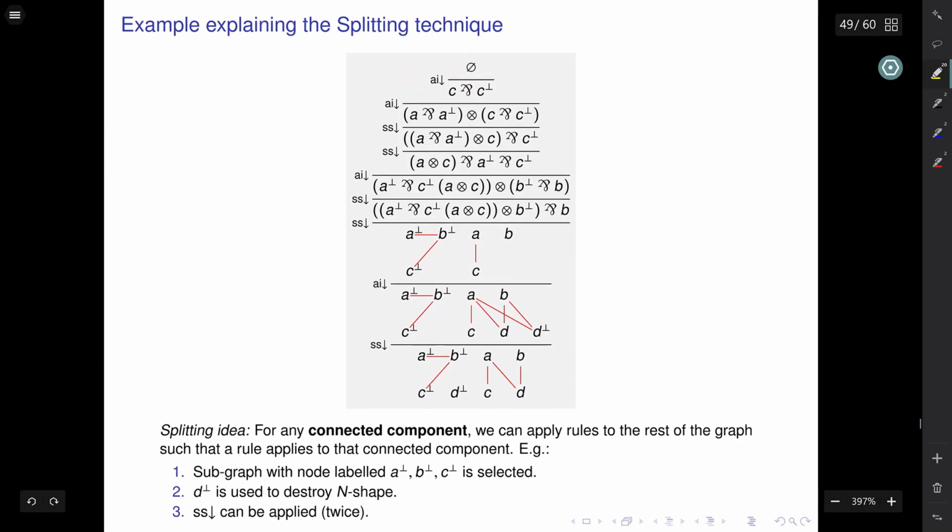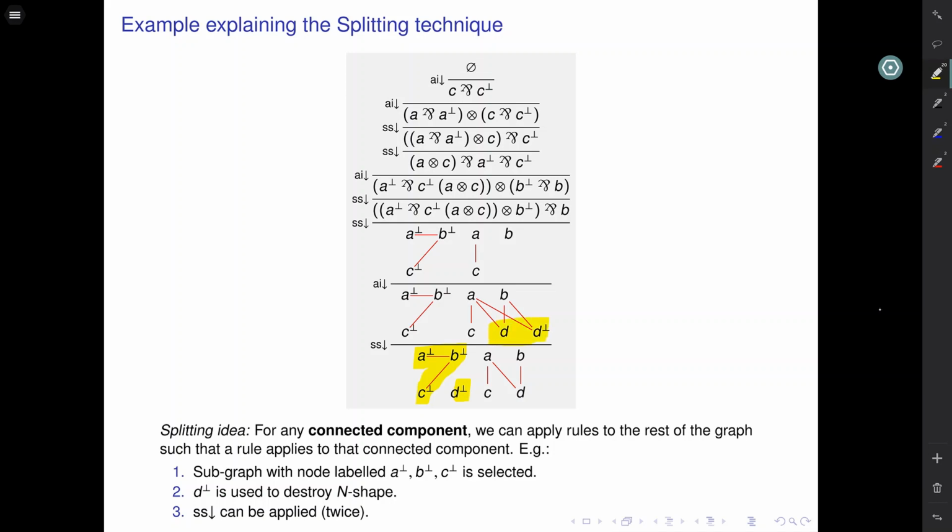Now the idea with splitting is that we can take any of these connected components in the conclusion of the graph, such as this 7 here, and we could rewrite the rest of the graph such that a rule can be applied to the shape that we've selected, or the component we've selected. And what's happened here is the D naught has moved inside the N shape and then has cancelled out the D.